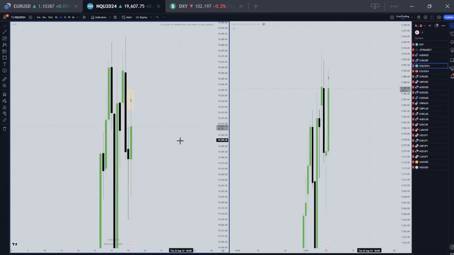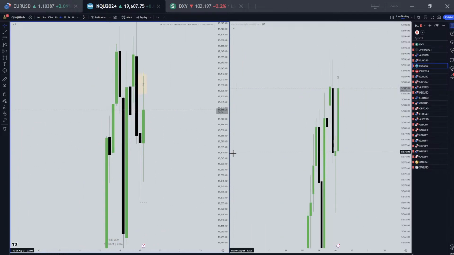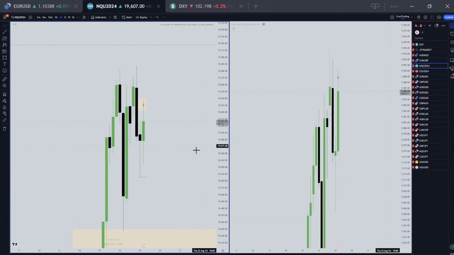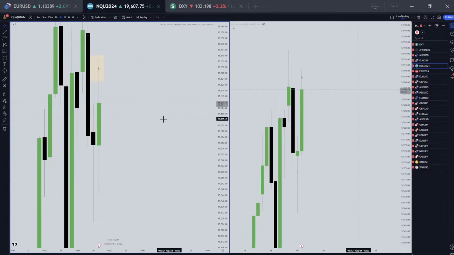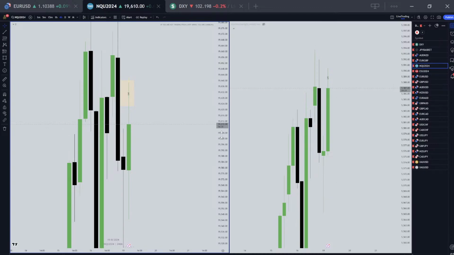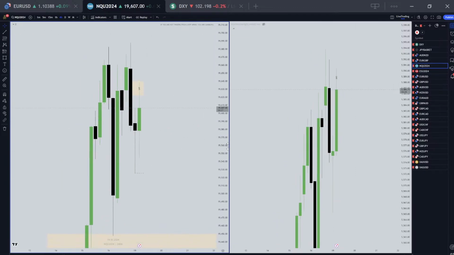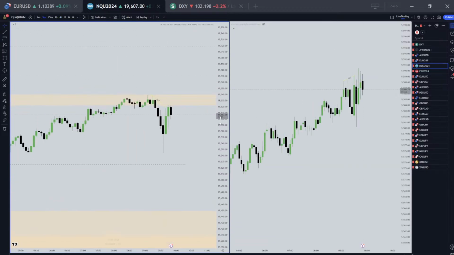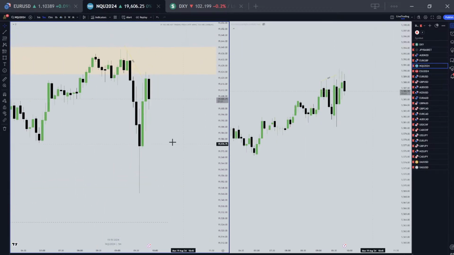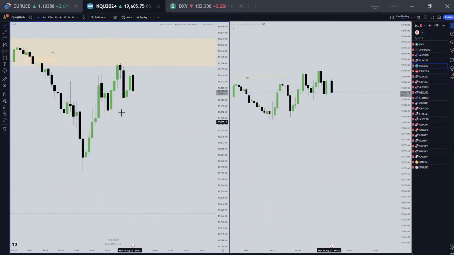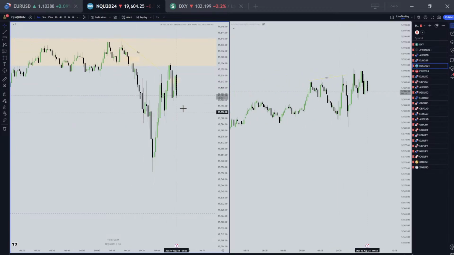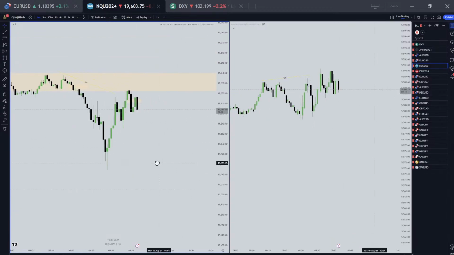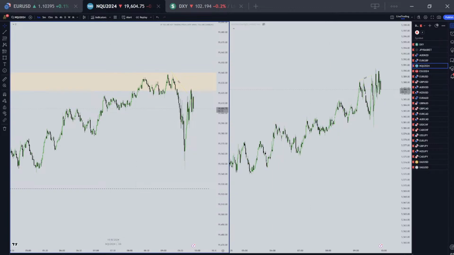Based on the current 4-hour candle, you see it's a small little SIBI right here. Could indicate lower prices. I got one. We also left all these lows right here as well.